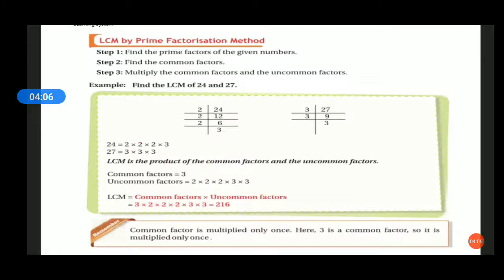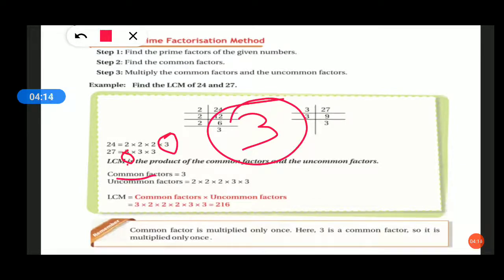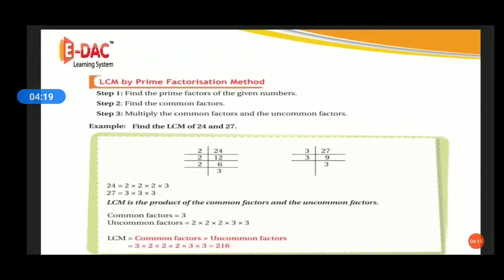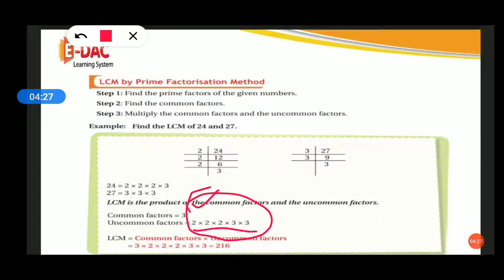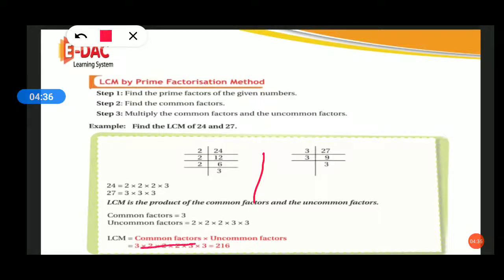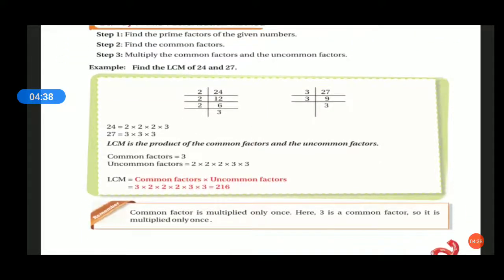What they are going to do is, for the common factor, since we have 3 here and 3 there, you are going to write it only once. For a common factor, you need to take and write only one number. 3 into 3 means you need to write only one 3. Okay. See here. Then you need to write the other uncommon factors. Now we are going to multiply all of these. All the common factors and uncommon factors are multiplied here. If you multiply, they are getting 216. Therefore, the LCM of 24 and 27 is 216.